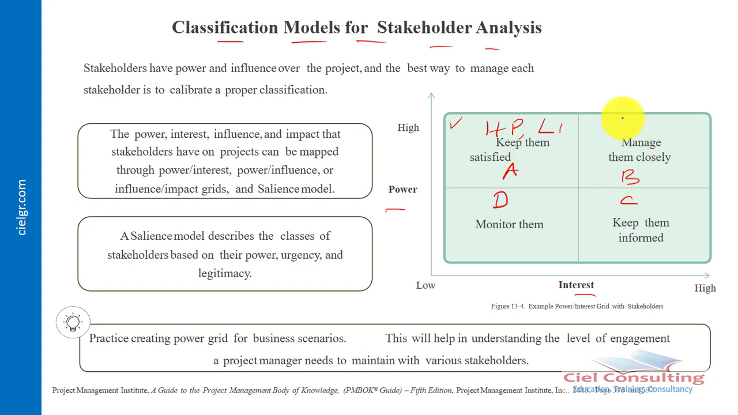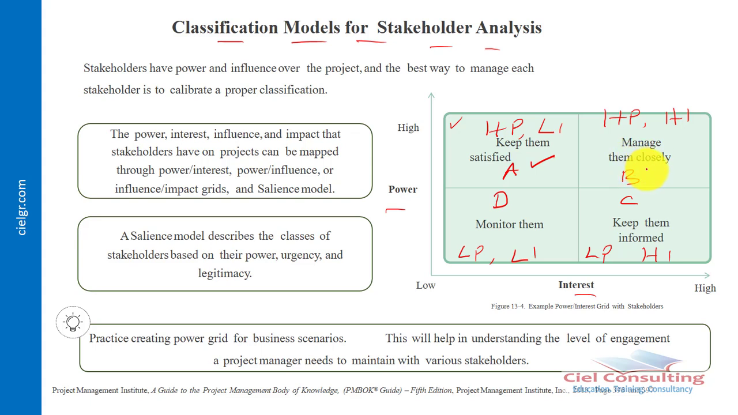Then stakeholders who fall under quadrant B, they have both high power in the project as well as high interest, while quadrant C stakeholders have low power but then high interest. And then stakeholders who fall under quadrant D are stakeholders who have low power as well as low interest in the project. So for stakeholders who have high power and low interest in the project, PMI says for such stakeholders, you need to keep them satisfied. So this is how you manage stakeholders who have high power but low interest in your project.